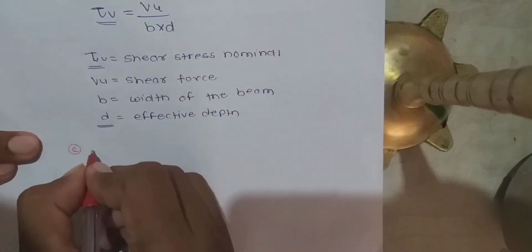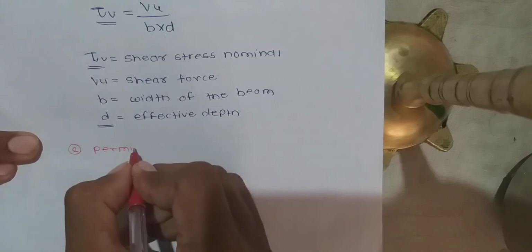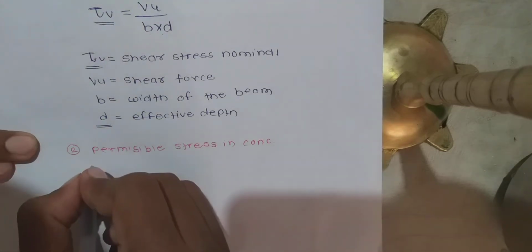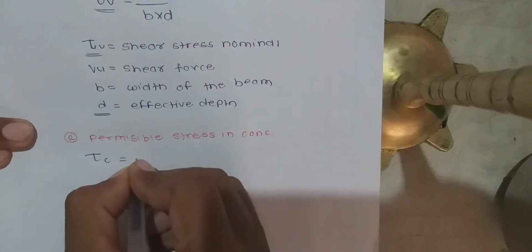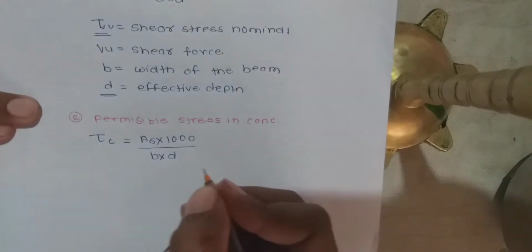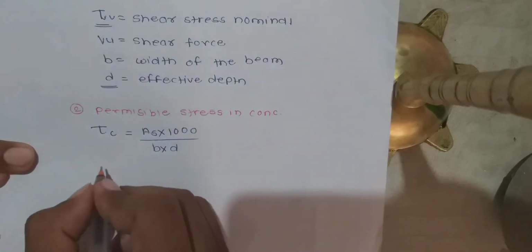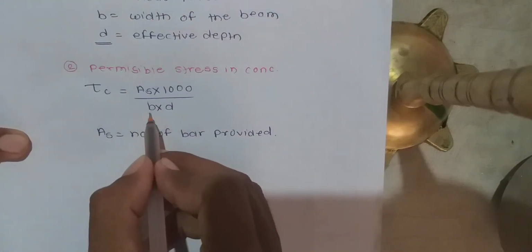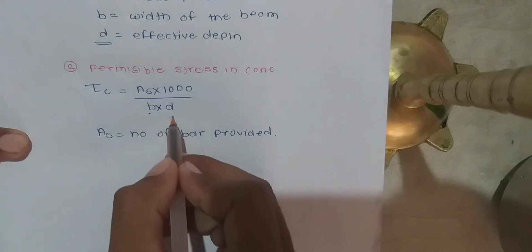So our second step is the permissible stress in the concrete. Permissible stress in the concrete is denoted by tau c equals As into 100 divided by b into d. Here As is the number of bars provided, b is the breadth, the width of the beam, and d is the effective depth of the beam.